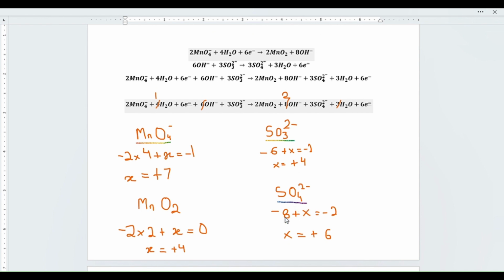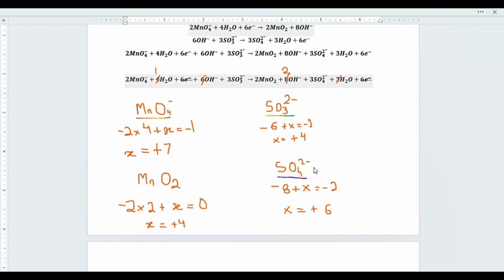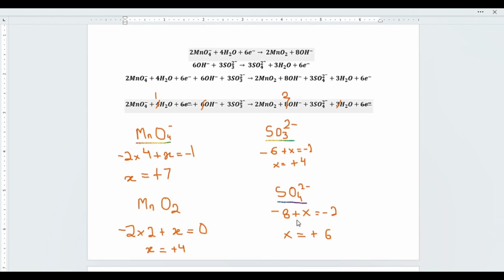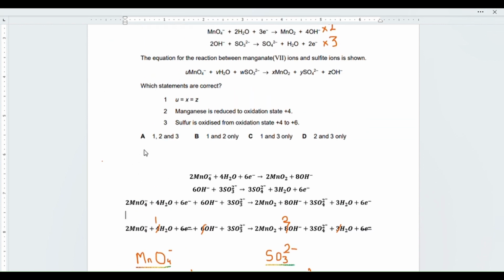Now similarly, the final charge is -2 and oxygen atoms contribute -8. When we solve this equation, I get +6. So the oxidation state has actually increased from +4 to +6. So this sulfur has been oxidized, whereas manganese has been reduced. So from +4 to +6, this is also correct. My answer is then going to be A.